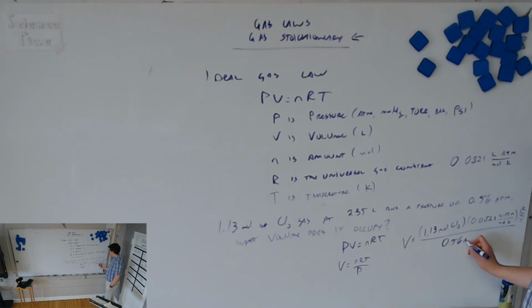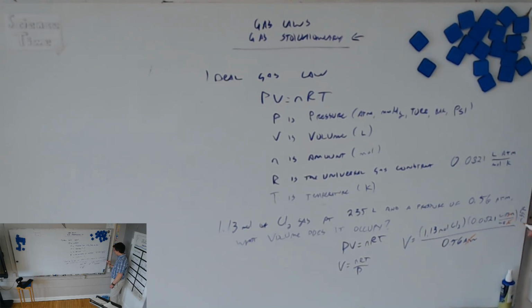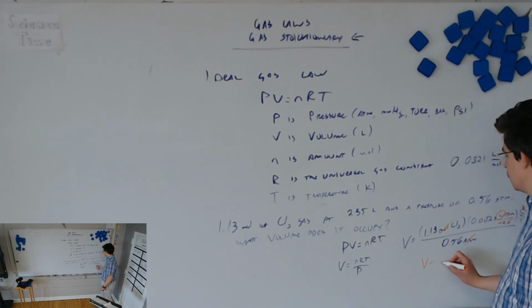0.56 atmospheres. Yep, and now check out what happens with our units. They cross out. Do atmospheres cancel out? Yes. Yep, because it's on the bottom here and it's on the top in this one. Do kelvins cancel out? Yeah, because kelvins is on the bottom in this equation and on the top in this one. Moles cancel out because moles is on the bottom. So we're left with liters. And is volume generally measured in liters? Yeah, of course it is.